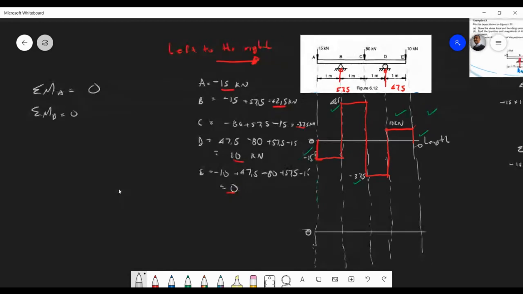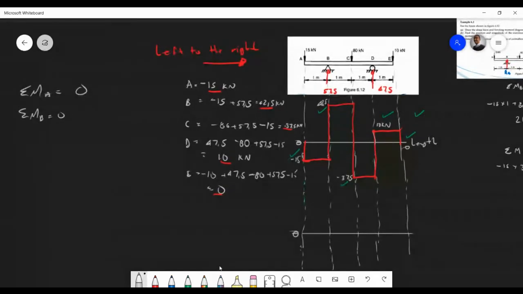But the idea is, taking moments at B now, right? When you're at B, it's minus 15 times 1, so that is going anti-clockwise, and that's basically all. And then we have 15 kilonewtons, okay? Minus 15 kilonewton meter, right? That's at B.